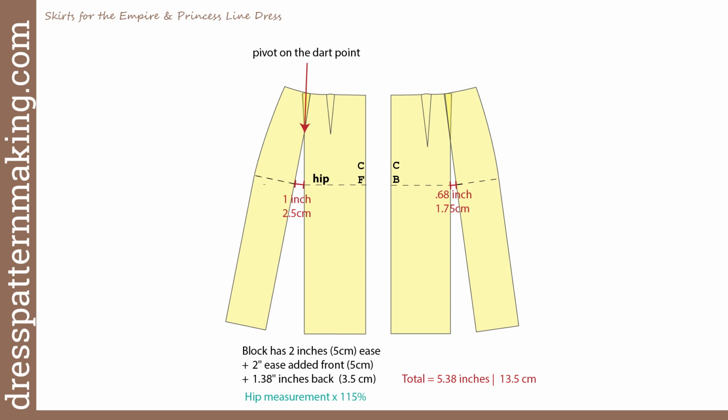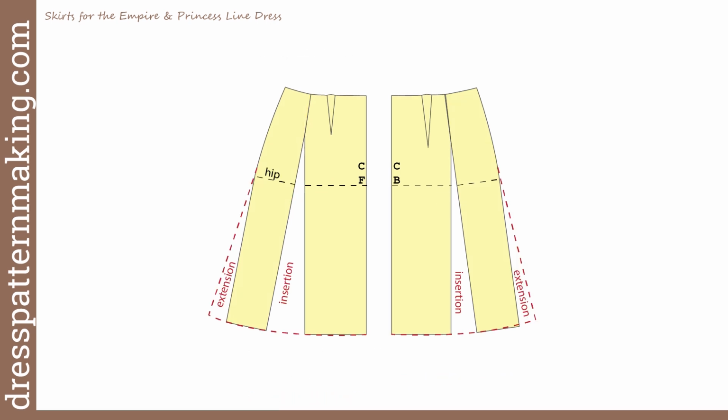Now, if you were drafting an A-line skirt with your skirt block, you would also need to add an extension to the side, but that's neither here nor there for our purposes. I'm just mentioning it. But also notice we have a waist dart still. We closed one, we still have one waist dart, and that needs to be addressed because our empire line skirts do not have any darts. I will get to that.